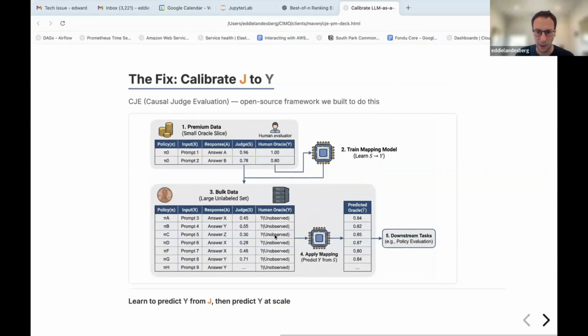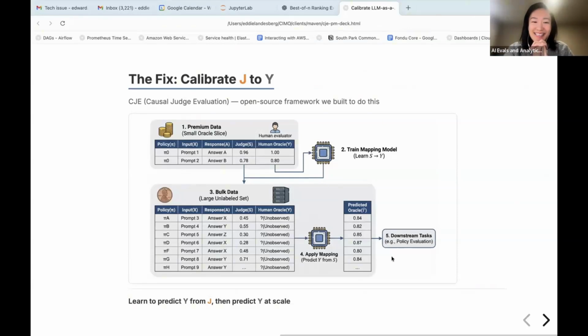And so you can see here, you can label thousands of data points, but you're still unobserved on what you actually care about, which is, what would the human think about this? And so that's where learning that relationship comes into play. You use that relationship to predict what the human would have said.